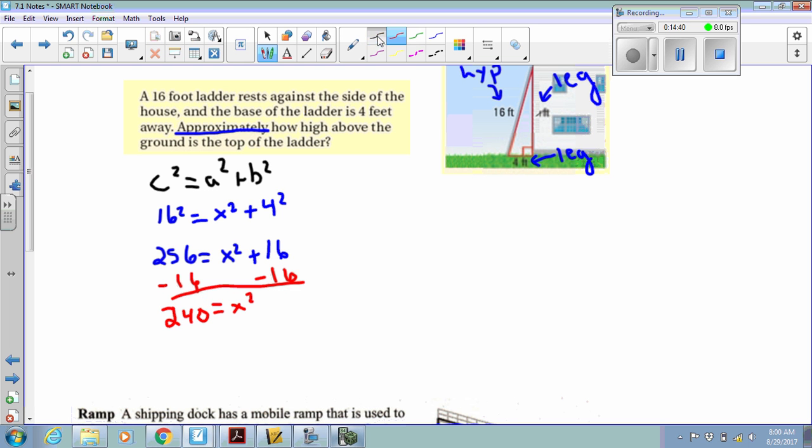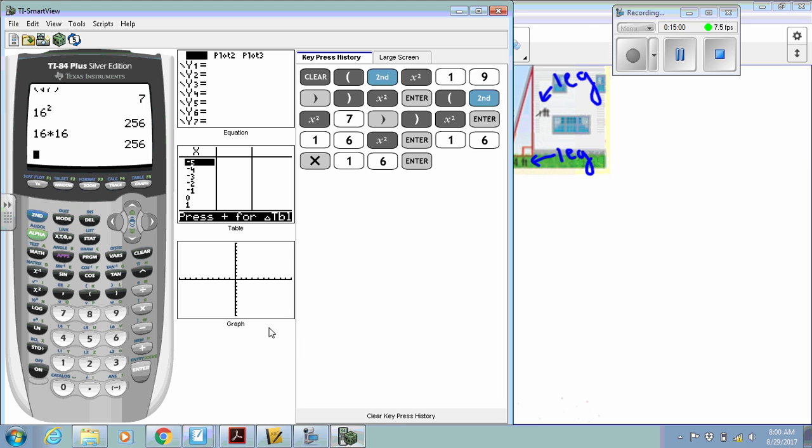Good. Now, just like we did before, we have to get rid of this squared. In order to do that, you have to take the square root of both sides. Now, because this is a real-world problem, we don't have to leave our answer in simplest radical form. We can actually take the square root of our number. So we're going to do that and probably round to the tenths place. So I'm going to press second and then the square root. Now our number was 240, so I type 240, and then I'm going to press enter.